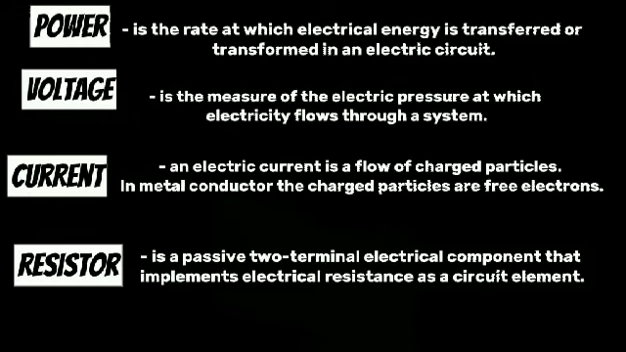Power is the rate at which electrical energy is transferred or transformed in an electric circuit. Voltage is the measure of the electric pressure at which electricity flows through a system. Current, an electric current, is a flow of charged particles. Resistor, a passive two-terminal electrical component that implements electrical resistance as a circuit element.